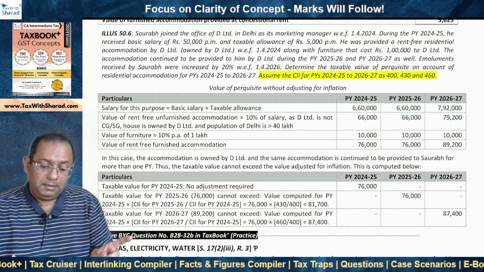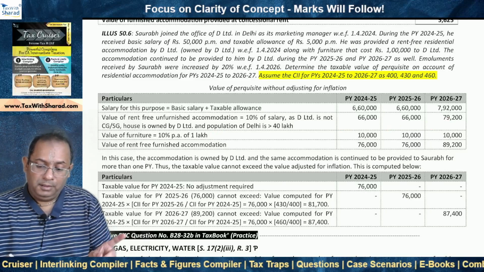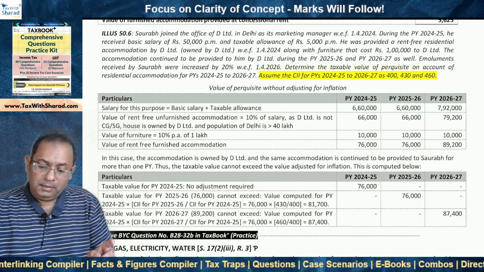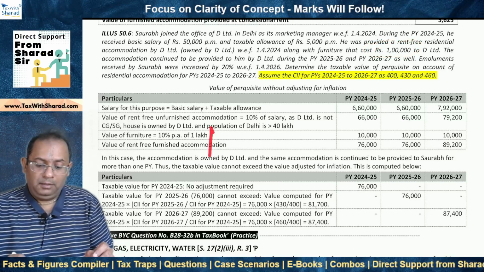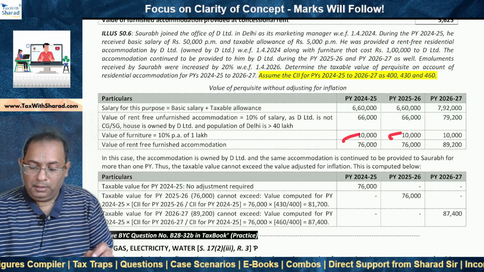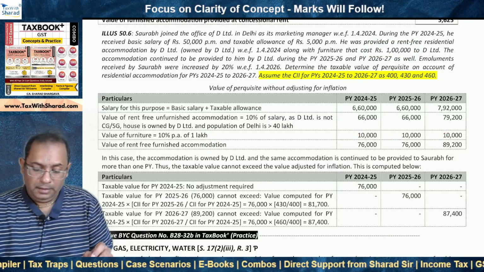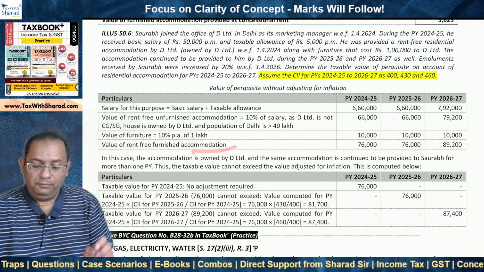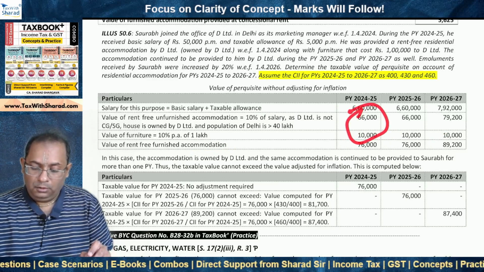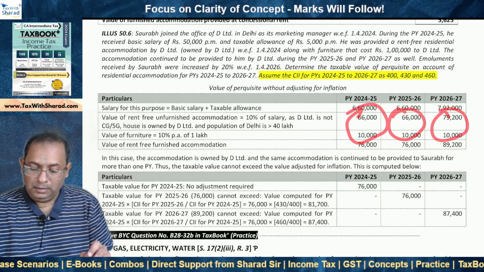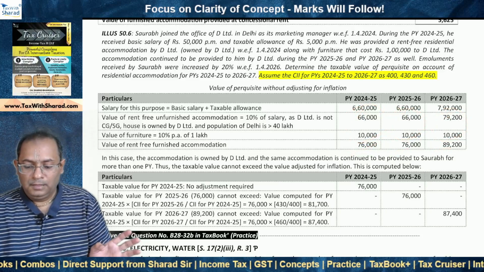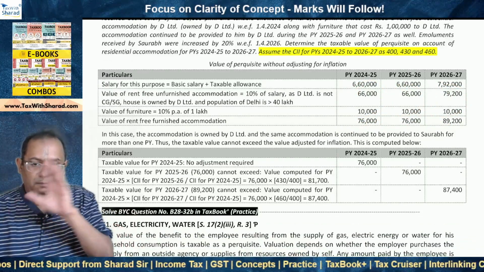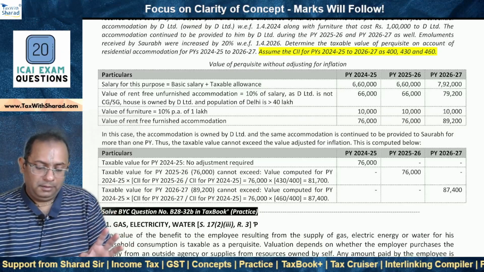Since it is furnished, we will add the value of furniture. Since the furniture is owned by D Limited and the cost is 1 lakh, it will be 10% per annum of 1 lakh. So it will be 10,000, 10,000 and 10,000. This will remain the same. So the value of rent-free furnished accommodation will be the total of this, of this, of this. So it will be 76,000, 76,000 and 89,200. So this is the valuation without making any adjustment on account of inflation.